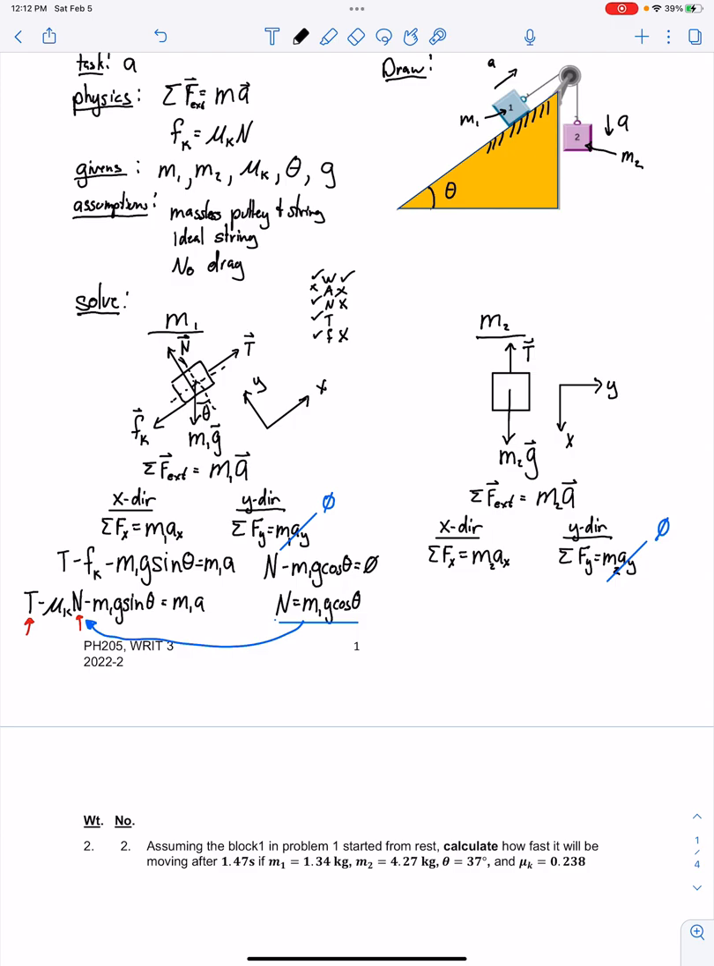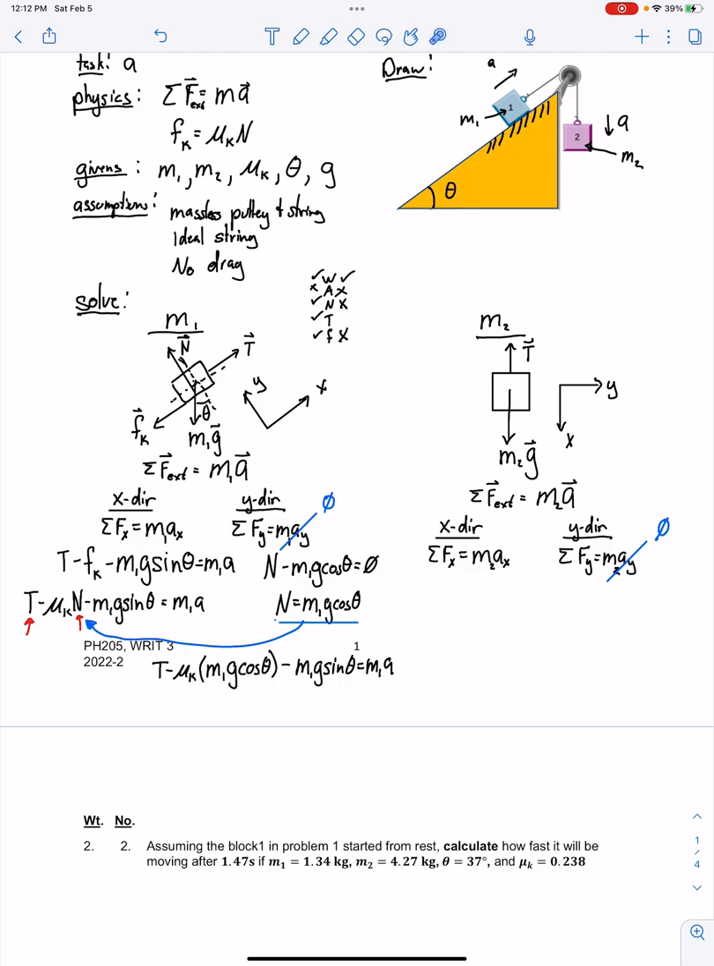And when we do that, we get now that tension minus our coefficient of kinetic friction multiplied by that normal force, which is now m1 times g times the cosine of the angle, minus m1g sine of the angle equals m1a. All right, awesome.